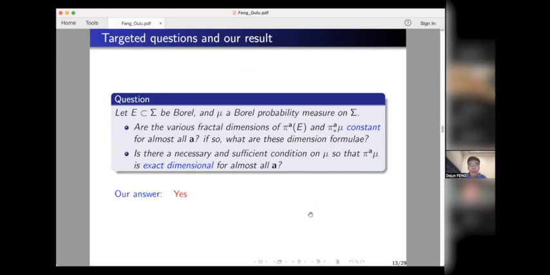Now, we would like to consider the following question. Suppose E is an arbitrary Borel subset of the symbolic space and mu is an arbitrary Borel probability measure on the symbolic space. Whether or not the various fractal dimensions of the projections of E and the projection of mu under pi_a are constant for almost all a? And furthermore, if so, what are the dimension formulas? The second question is whether or not one can find a necessary and sufficient condition for the projection of a measure mu to be exactly dimensional for almost all a. Okay, that's our main target. And our answer is yes.